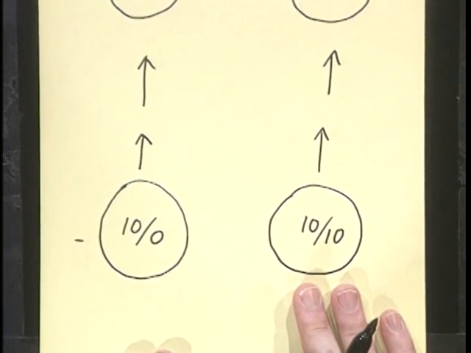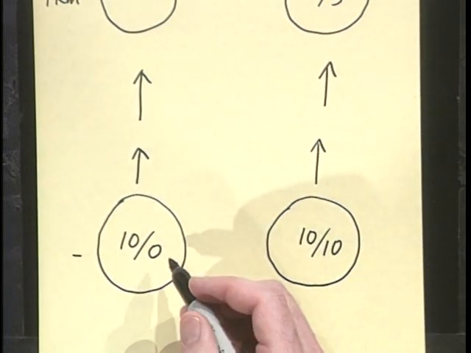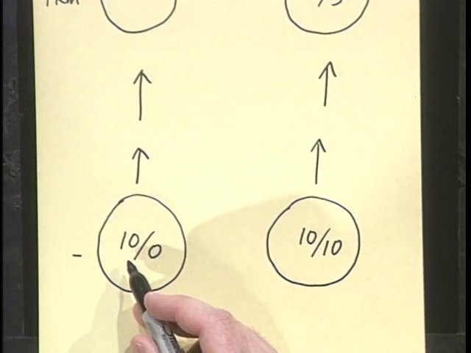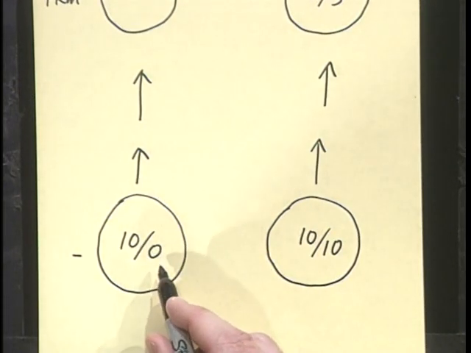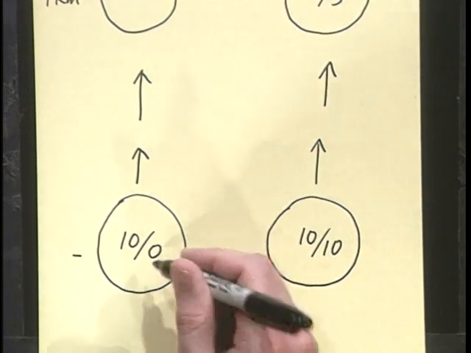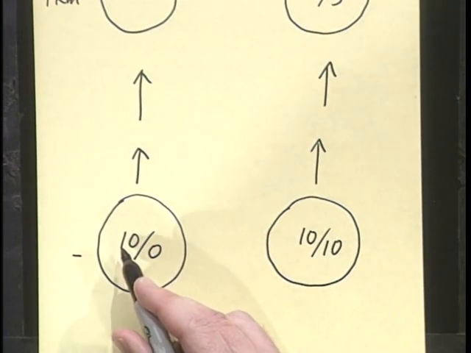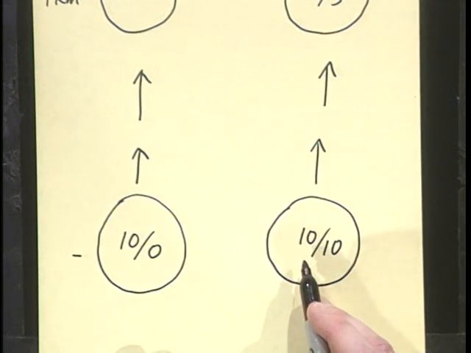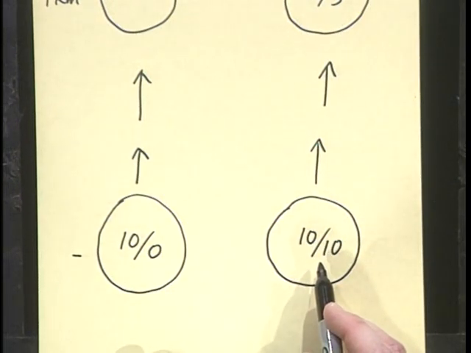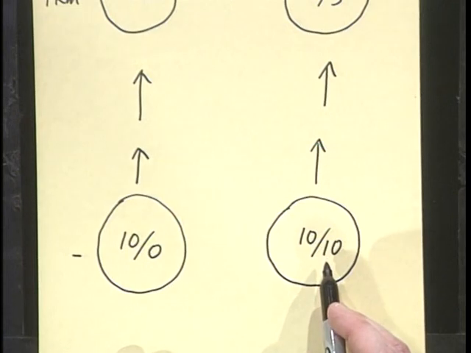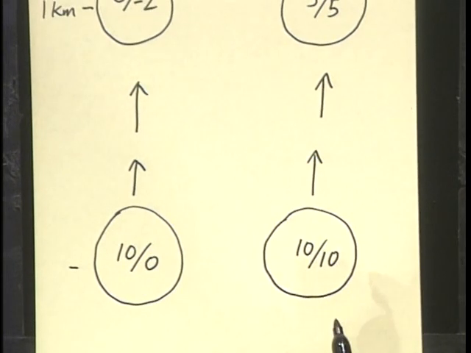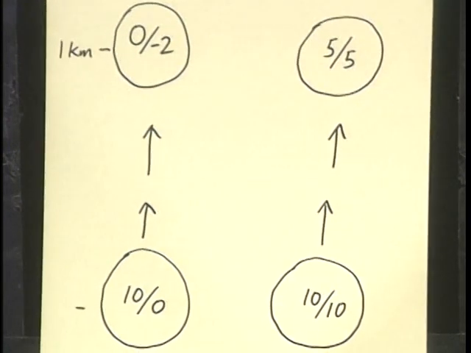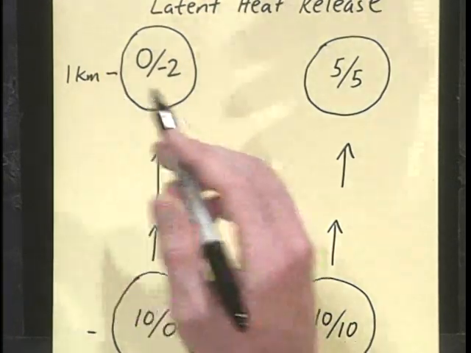We have two parcels of air here. One is at 10 degrees Celsius, so this is the temperature in Celsius, and at the bottom is the dew point. So we have a 0 degree Celsius dew point and a 10 degree temperature. This parcel of air initially starts off as being saturated at 10 degrees Celsius temperature and 10 degrees Celsius dew point. We're going to lift both these parcels of air up 1 kilometer.